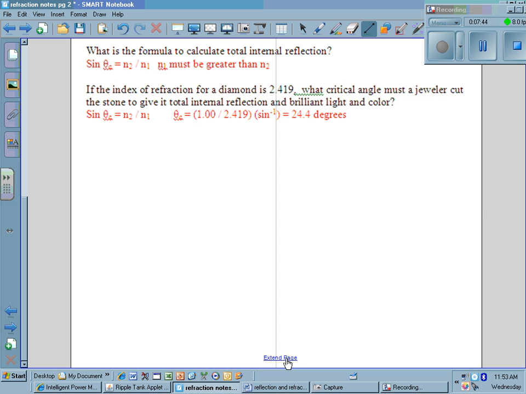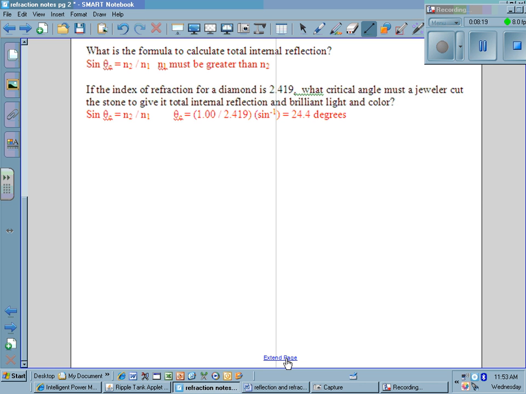And what's this little note up here say, Logan? About N1. So therefore, N1 must be the diamond or the glass. N2 is going to have to be like the air. So N1 is always going to be greater than N2. N1 is what it's coming from, N2 is what it's going into, like the air. So if the index of refraction for a diamond is 2.4, what critical angle must the jeweler cut the stone at to give it a total internal reflection and that brilliant light and color?